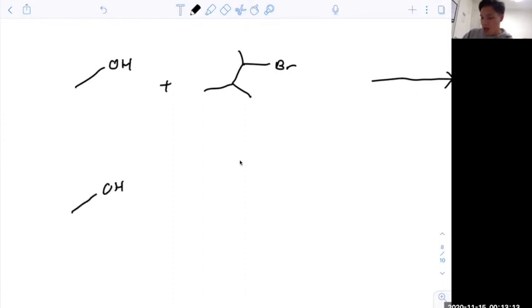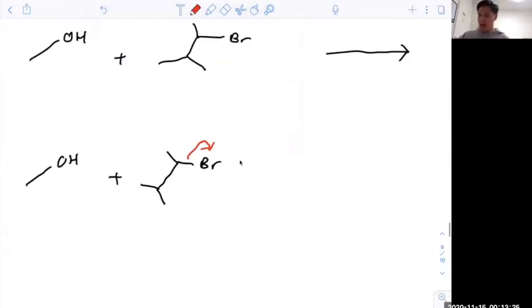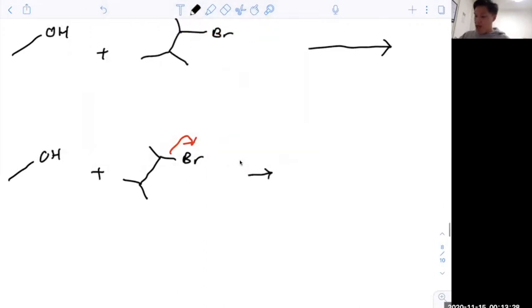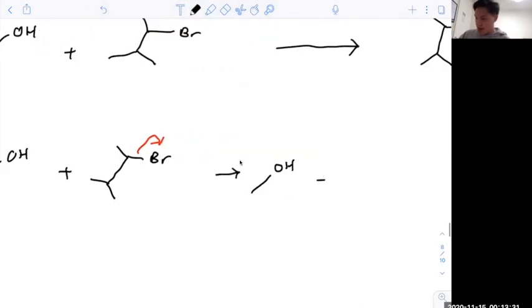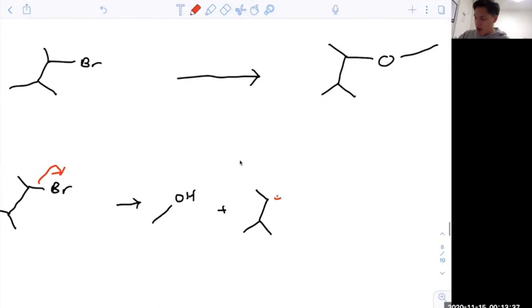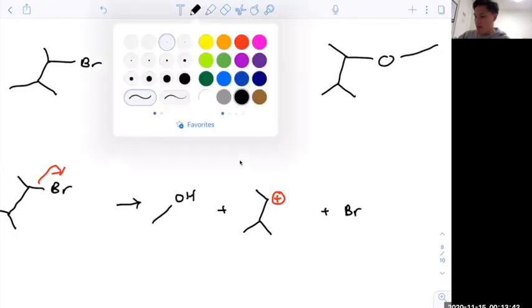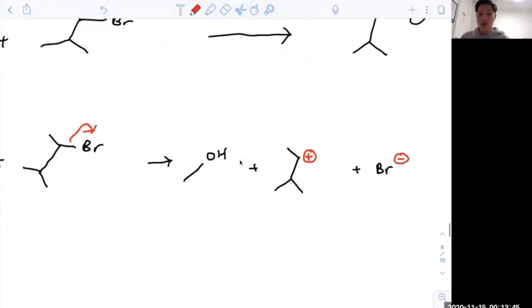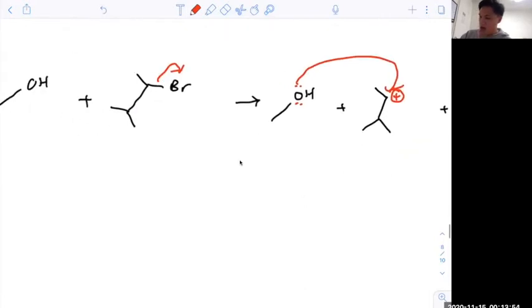This OH plus this Br. So what was the first step of an SN1 reaction? The leaving group leaves, and then we form a carbocation, right? We form a carbocation right here. And then we have the bromine, which just left, right? Boom. And then we can attack the carbocation with our weak nucleophile, methanol, because it's a carbocation, right? Boom, right there. Easy peasy.